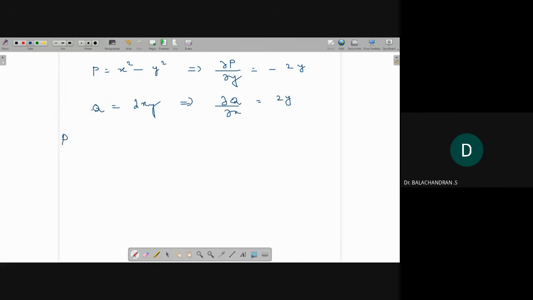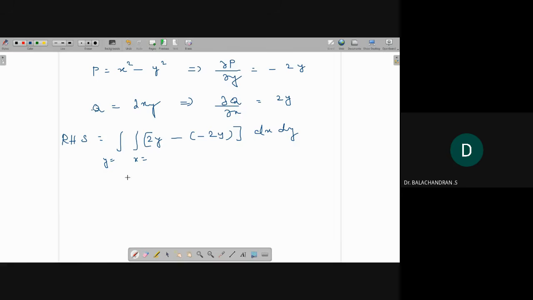So the right hand side of Green's theorem is the double integral of (∂q/∂x, which is 2y, minus ∂p/∂y), so minus of minus 2y, into dx dy. Now here, all the limits are constant, so the order of integration is immaterial.